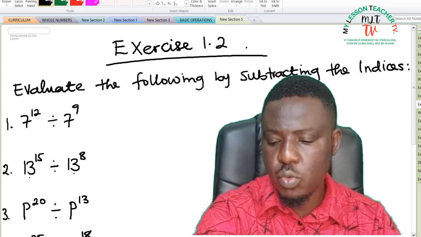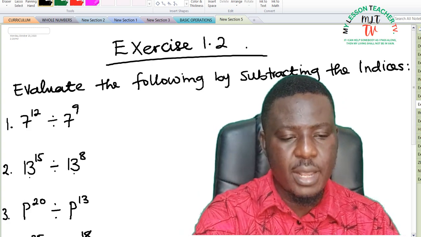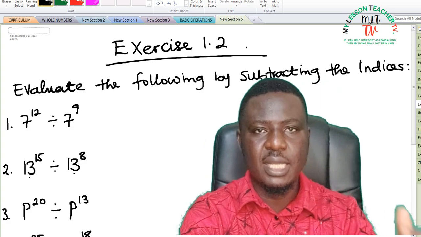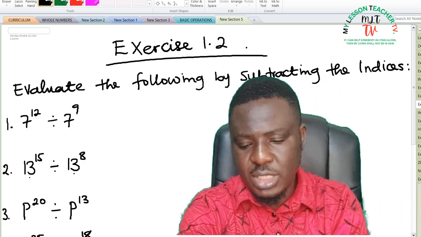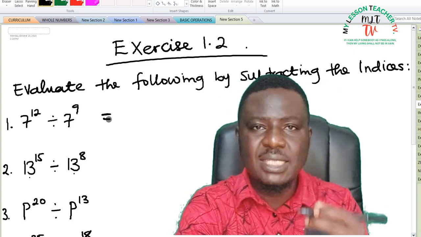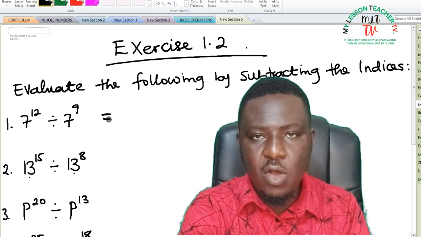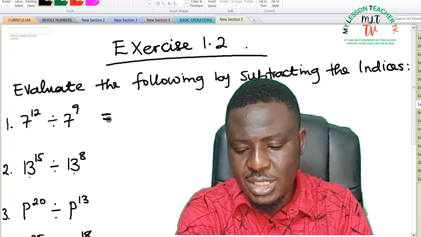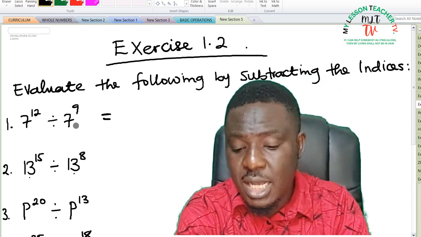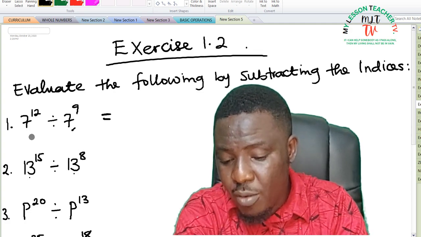In exercise 1.2, we are asked to evaluate the following by subtracting the indices. Now we shall be applying the laws of indices. So this is equal to, so long as the bases are the same, the law says, and it is division, you subtract the powers. So this is equal to, now you always subtract the second power from the first.